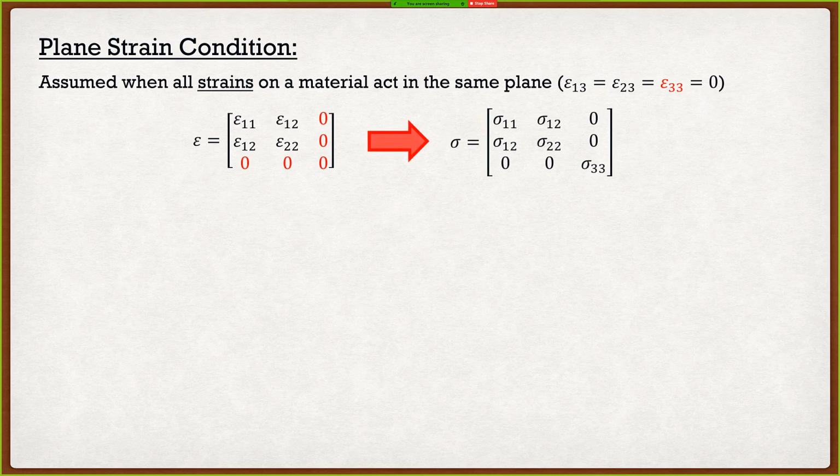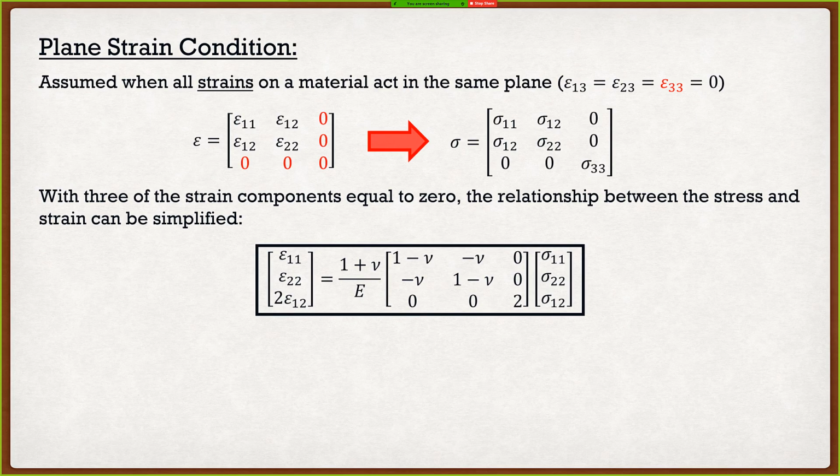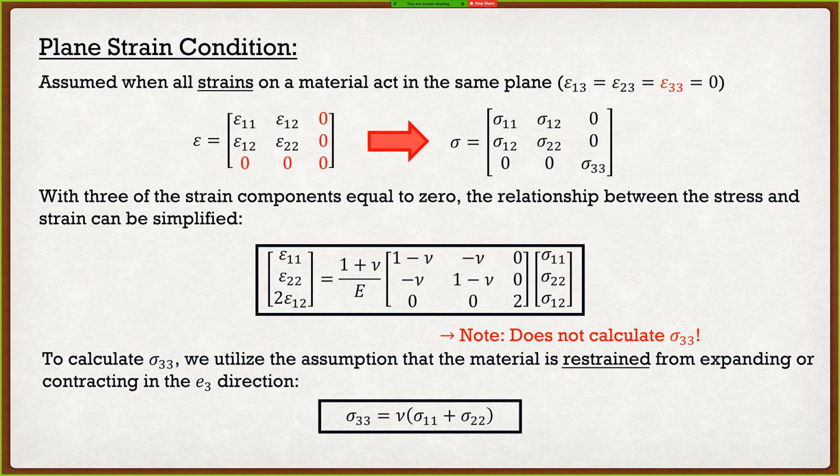All right, so because of this, since we have all this nice simplification, we can create a nice simple constitutive law between the two. But just like before, remember that this does not calculate sigma 3,3. All right, so we're going to have a separate calculation for sigma 3,3, which is under the plane strain condition. It's typically assumed when a material is restrained from expanding in that third direction. So remember, plane stress, it can freely expand. Plane strain, it can't expand. All right, so we're limiting that. And in this case, our sigma 3,3 is going to be our Poisson's ratio nu multiplied by sigma 1,1 plus sigma 2,2. So nice and easy.